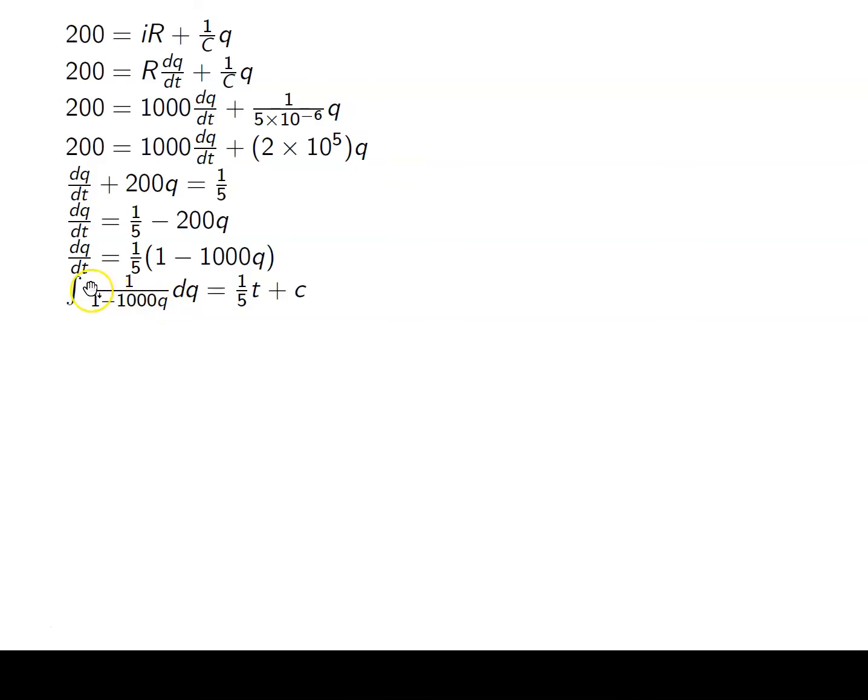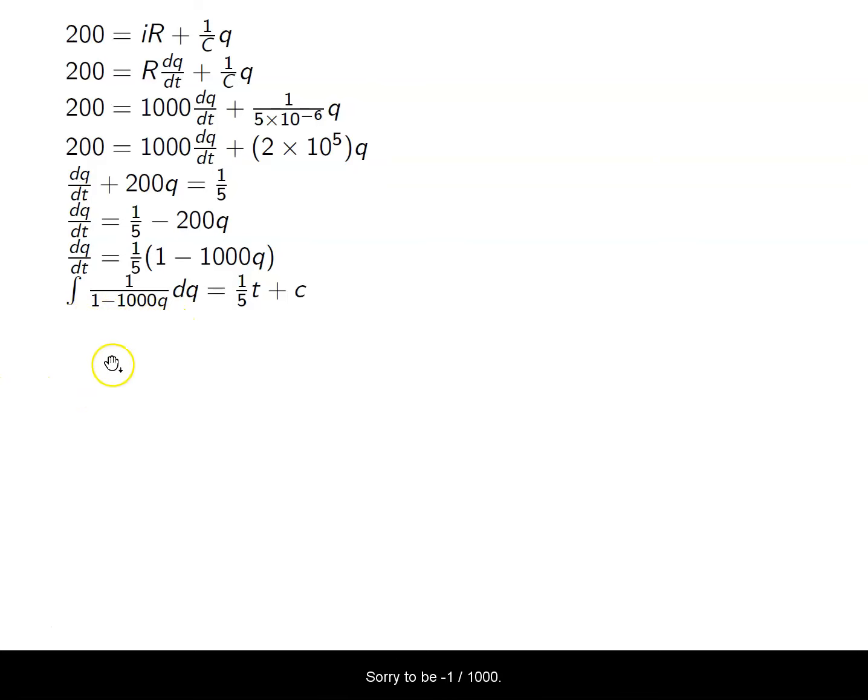So here I'm going to have to use the u-sub, but integrating 1/5 with respect to t is very, very straightforward. I don't even have to write the integration symbol. You guys should know what's happening here, right? So this just bumps up. Then I have my constant of integration. This is basically going to turn into the natural log of 1 minus 1,000 Q.